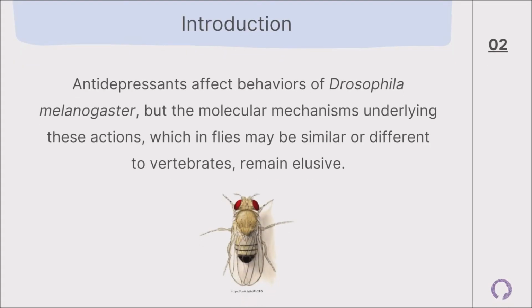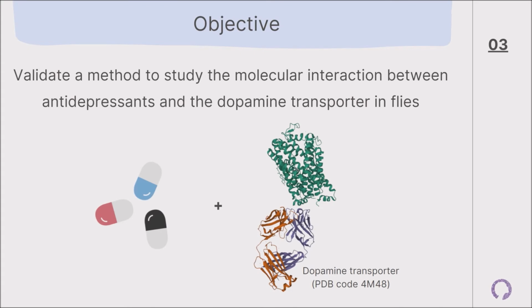So, Drosophila has been gaining traction in recent years as an animal model in antidepressant research, and we know that antidepressants affect the behaviors of flies, but the molecular mechanism underlying these actions, which in flies may be similar or different to vertebrates, remains elusive. Because of this, the aim of this work is to validate a method to study the molecular interactions between antidepressants and the dopamine transporter in flies.